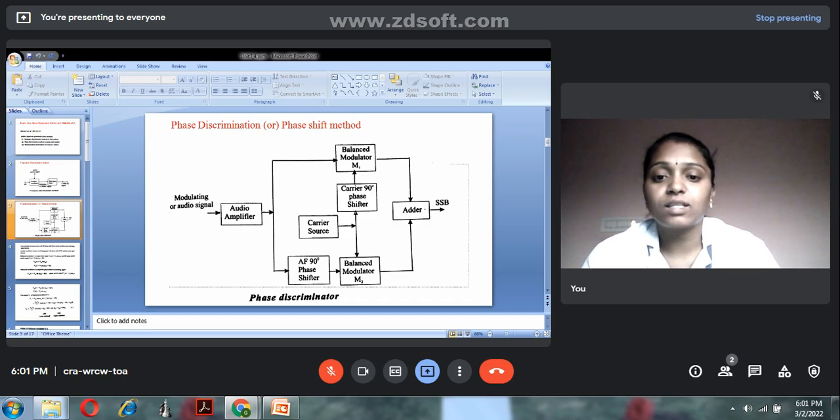Same as the carrier signal. So BM1, balance modulator 1, the input is the direct message signal, and the 90 degree shifted carrier signal is applied to BM1. Same as BM2, the 90 degree phase shifted message signal is applied in BM2 and the carrier source is directly applied. So after that, the balance modulator 1 output and balance modulator 2 output are added, then we get an SSB signal.